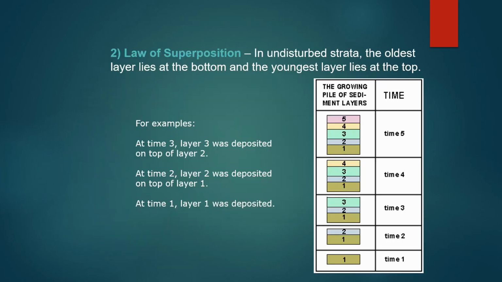The second principle is the law of superposition. It says that in undisturbed strata, the oldest layer is at the bottom and the youngest layer lies at the top. If sedimentary rocks were deposited successively, one layer on top of another from the bottom upward, the sedimentary rocks become younger and younger.